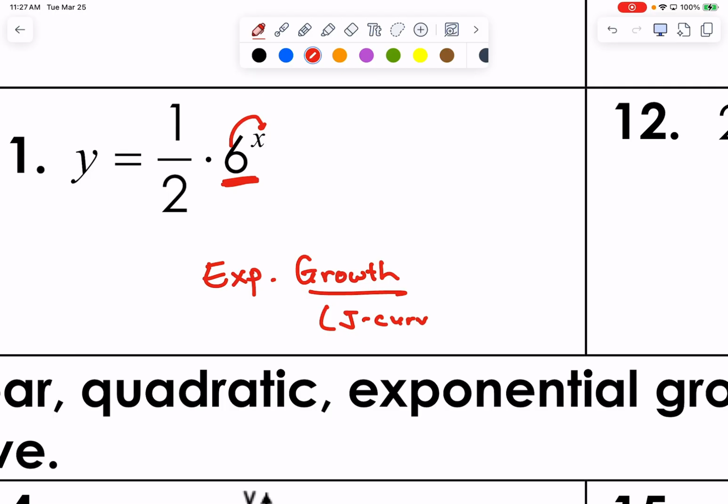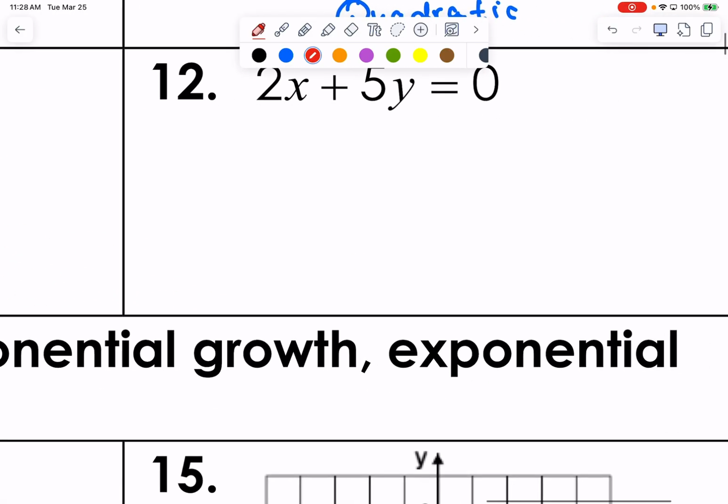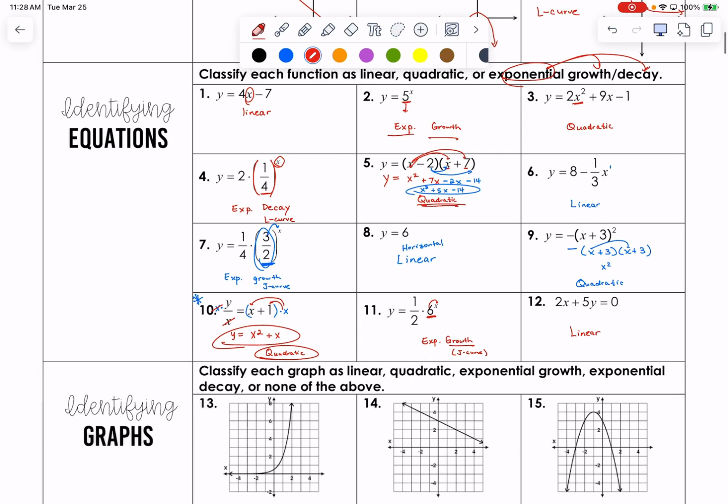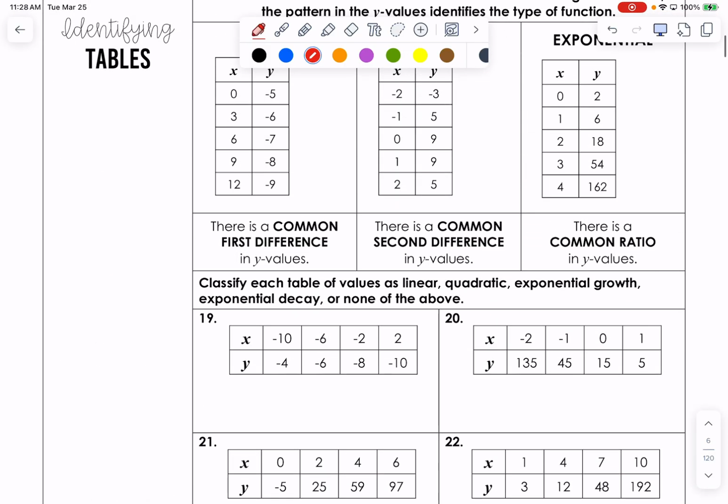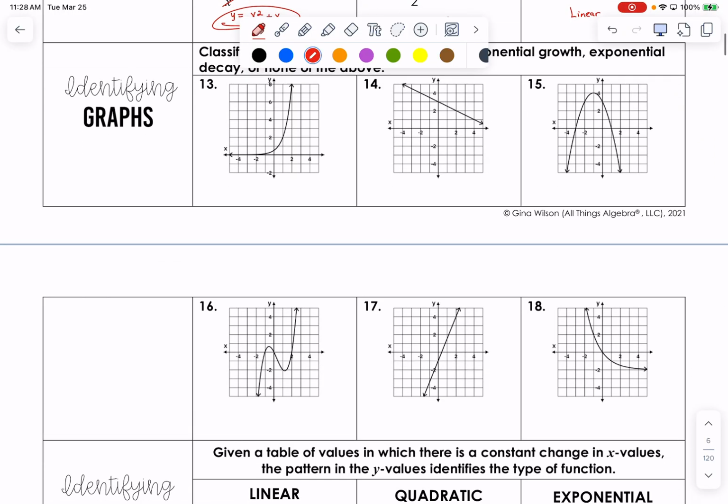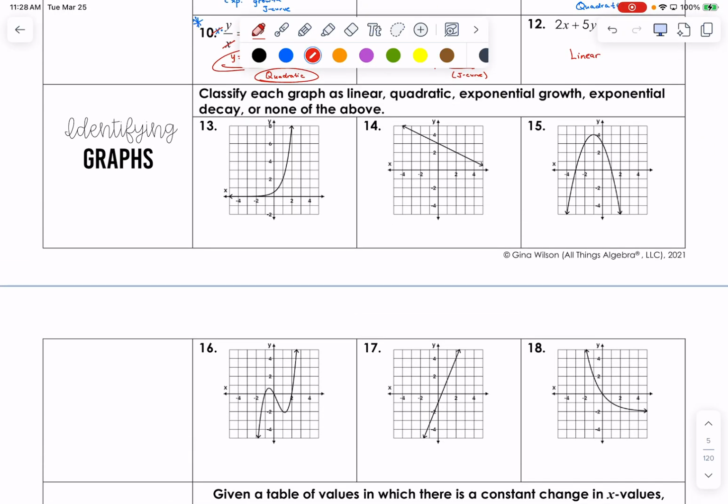J-curve. And then finally, number 12. That's definitely a line. Linear. Now we'll do the last part today, tables and graphs, and then we'll call it good. I'm going to show you how to do a couple of graphs. These are easy. The picture's easy. It says classify each graph as linear, quadratic, exponential growth, exponential decay, or none of the above. Let's fly through the graphs.